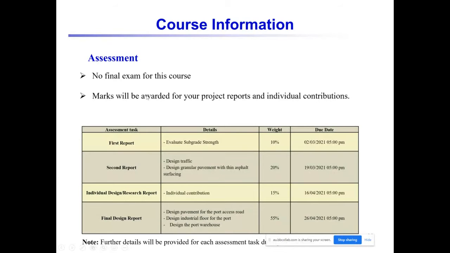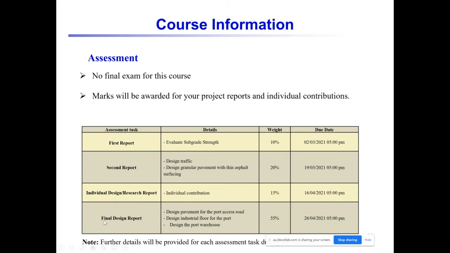About the assessment, there is no final exam for this course. You need to submit 4 reports. For the first report, I also wrote here the deadline. The first report is about the evaluation of the subgrade strengths. The second report is about the design traffic and design of the first type of pavement, which is the granular pavement with thin asphalt surfacing. There is also one individual contribution that I already explained in the project description. I will also explain it later to you.